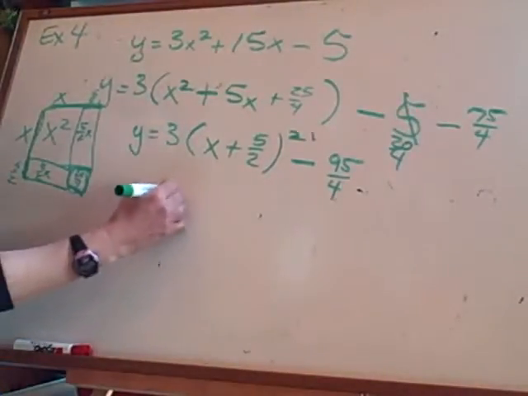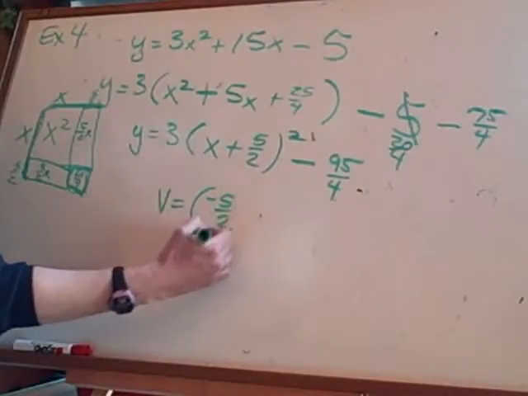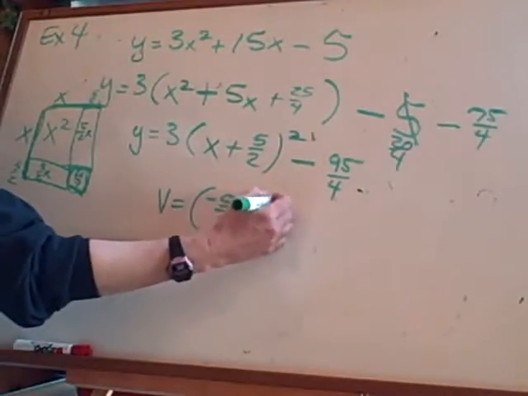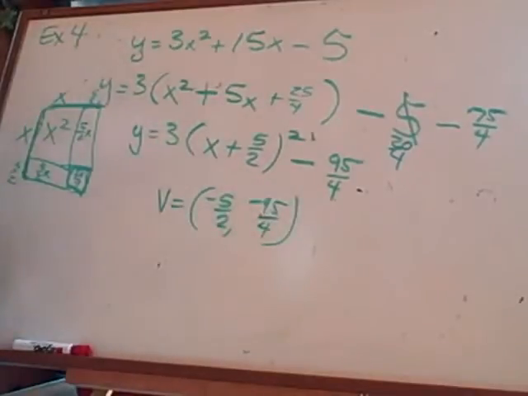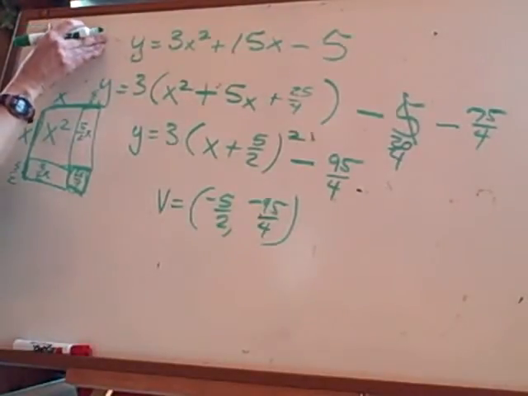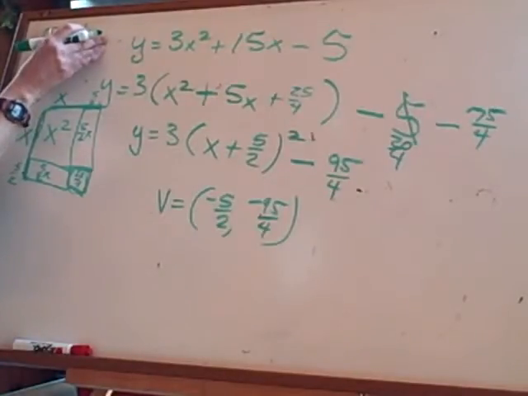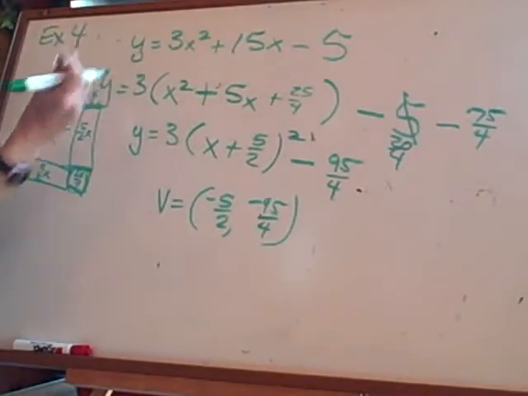Yep. So what would the vertex of this puppy be? Vertex would be negative 5 over 2 and negative 95 over 4. Perfect. So what we're going to do is type this into y1, our original equation. We're going to check to make sure our vertex is correct. Now, are we looking for a maximum or a minimum on this one? Minimum. And is this going to be even skinnier than the last graph? Yes, it is. Okay, perfect.